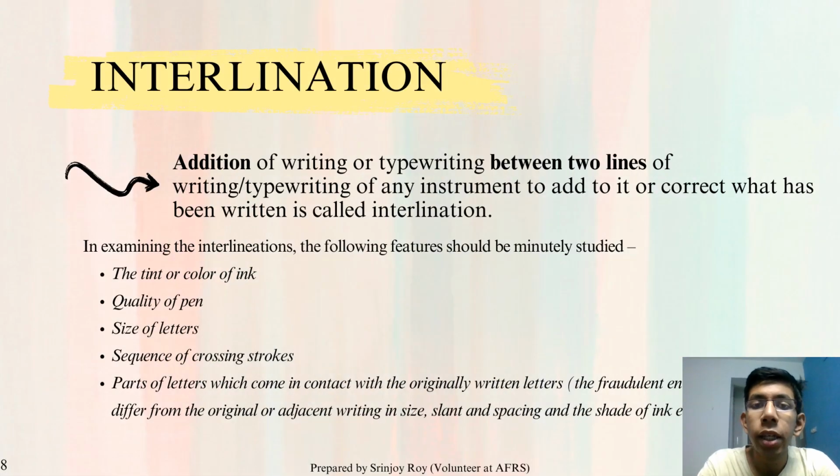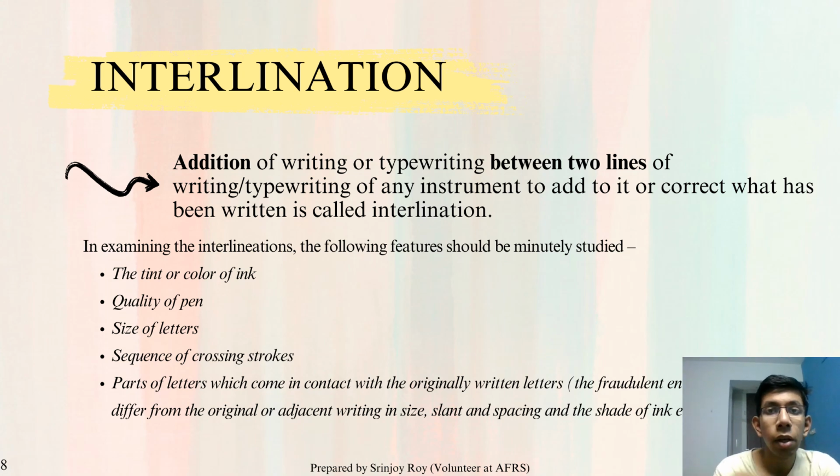As I mentioned already, interlineation is basically inserting a line between two lines. Okay, so that is known as interlineation. And how will you study that? By seeing the color of the ink, by checking the pen pressure, by checking the size of letters and everything, by checking the sequence of the crossing strokes. Crossing strokes basically, I'll give an example. Suppose when you write T, we write like this, and then we put a stroke. That is known as a crossing stroke.